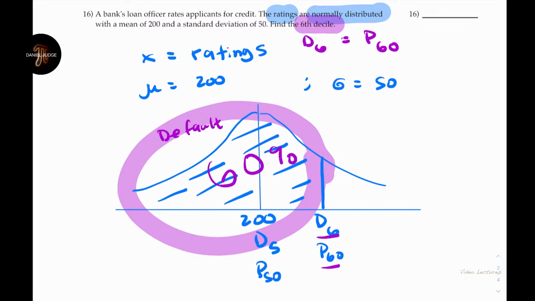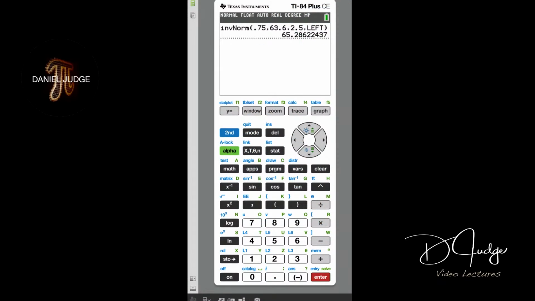So in your TI now, let's keep this information here. Clear that out. Second distribution, inverse norm. Now that's 60%. We have a new mean here. The mean rating is 200. The standard deviation is 50. This is all area to the left. You're going to hit paste. And sure enough, we're going to go to the nearest whole number because it seems like ratings are to the nearest whole number.